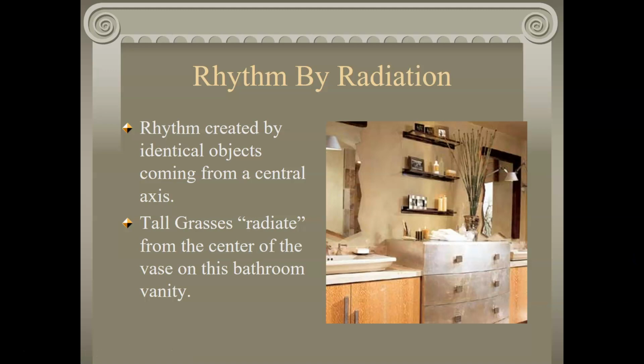Rhythm by radiation. Rhythm created by identical objects coming from a central axis. Tall grass radiates from the center of the vase in this bathroom or vanity. So here is the center, and then everything from there goes from that.